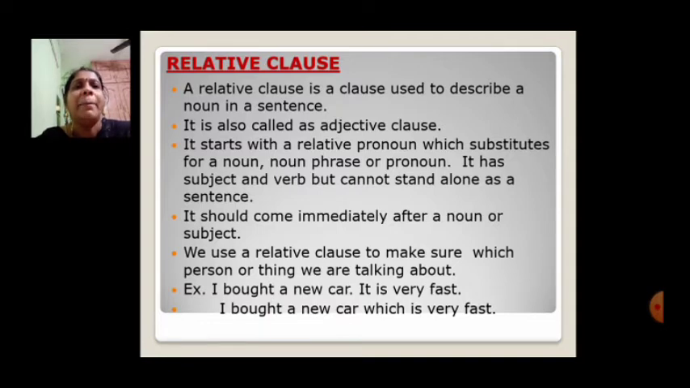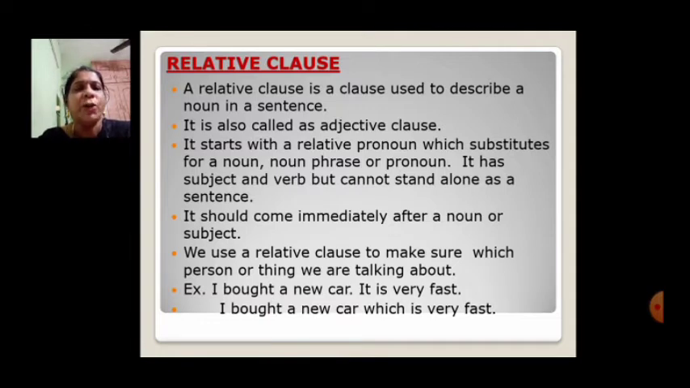It should come immediately after a noun or a subject. So a relative clause immediately follows a noun and it should start with a relative pronoun. We use a relative clause to make sure which person or thing we are talking about. So we talk about a person and this relative clause describes the person or the subject we are talking about. Okay, let's see some examples here.